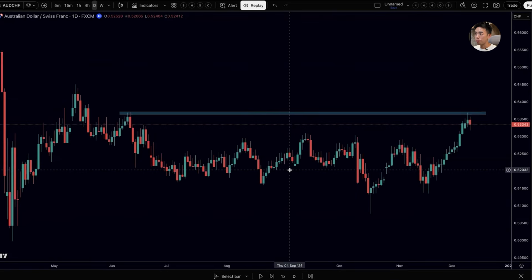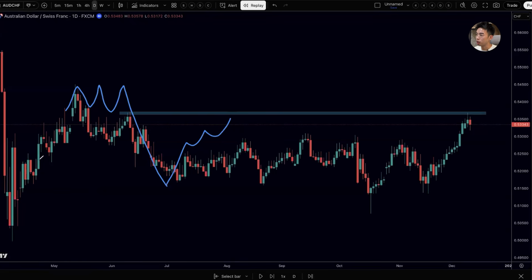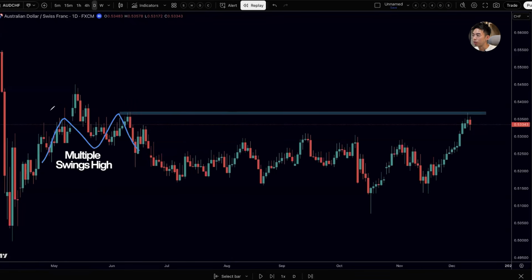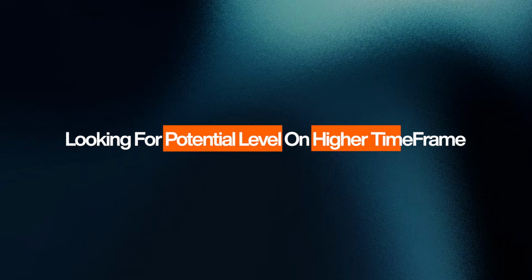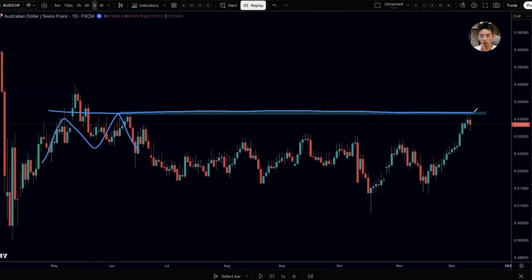Now, the higher time frame context can include things like areas where it was previously a support that breached down and becoming resistance from the other side as price pulls back. That could be one of it, or it can be, in this case, multiple swing highs at that area, price is coming up to those swing highs where potentially sellers will hit the sell again. But basically, you're just looking for a potential level on the higher time frame which could turn things around.